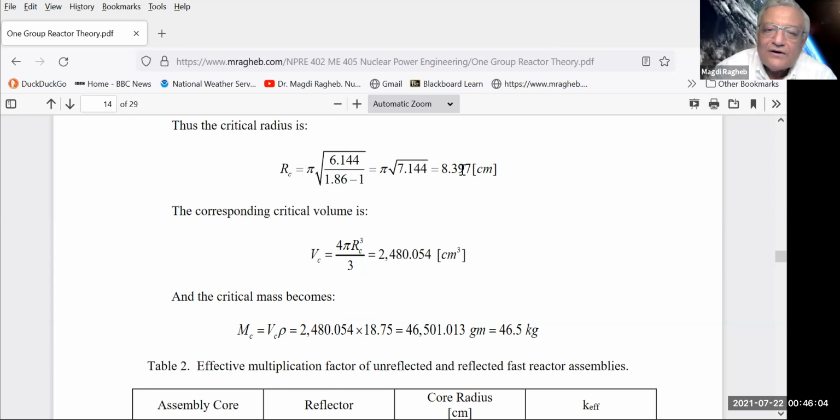We don't stop there in the design. In the design, we go and calculate the volume. So what is the volume of a sphere? Well, we all know that. It's 4 pi, the radius cubed, divided by 3. So you take that 8.4 centimeters and calculate a critical volume.